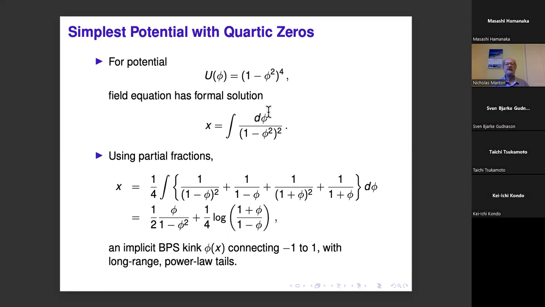A feature of this is that the potential is much flatter. It's got not double zeros, but quartic zeros, because if you factorize this, you get 1 minus phi to the 4th power. So that's a flatter minimum at plus 1. And then there's also a factor 1 plus phi to the 4th. And that's a flat minimum at -1. And it turns out because of that, this has got long range tails. I'll show you a picture shortly. So it approaches the asymptotic values more slowly.